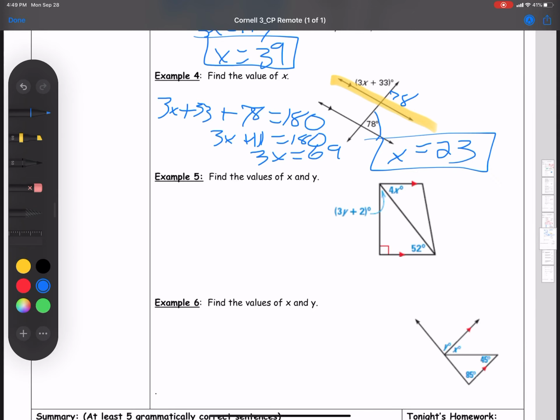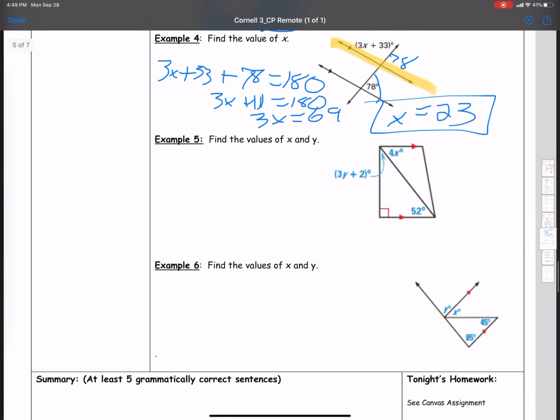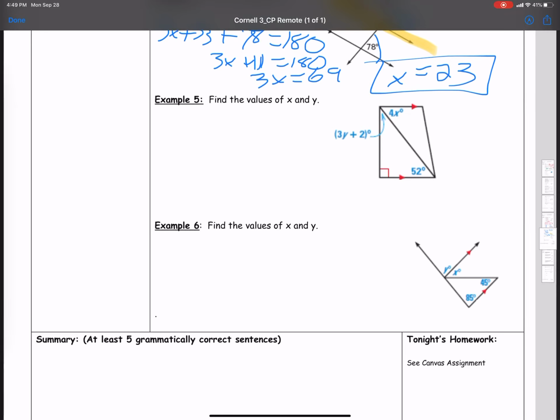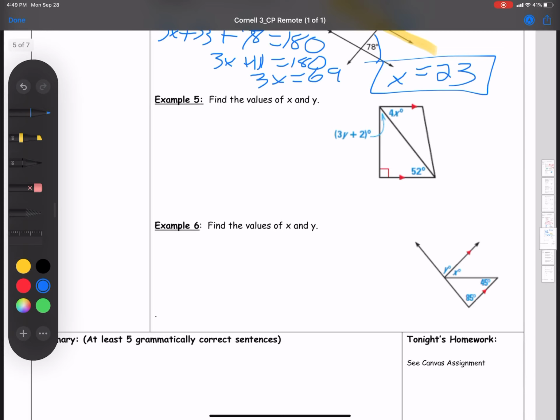Find the values of x and y. This one might be a little tricky looking, but let's take a look at x. I'm going to have to use two different lines here. So obviously, here are my parallel lines. But first, for x, I'm going to consider this as my transversal. That 4x and the 52 form alternate interior angles. So the 4x is going to equal 52. So you divide both sides by 4, and you get x equals 13.